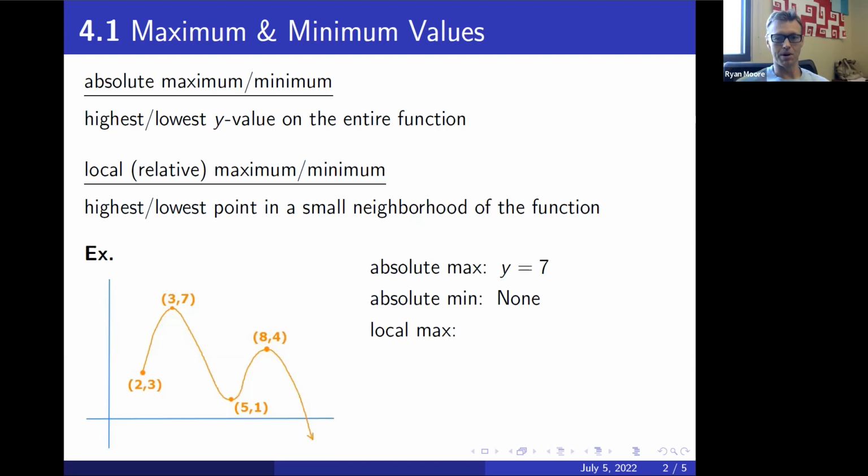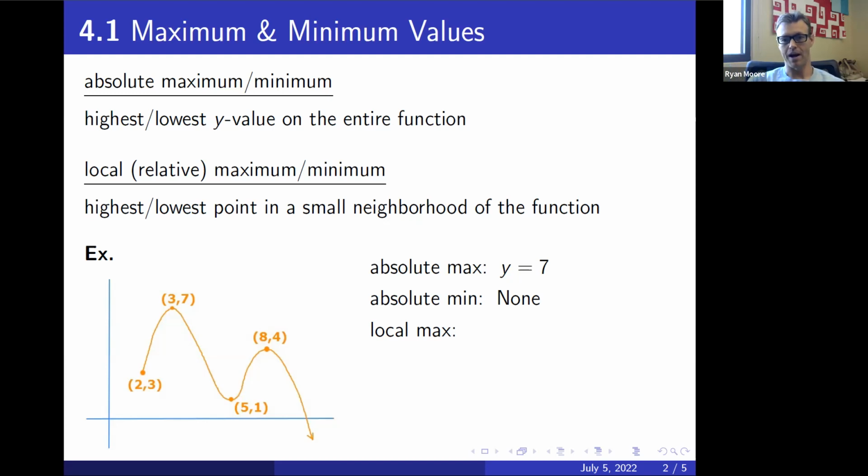There is no smallest y value on this function because it keeps going down and down forever. You might think, well, should we answer negative infinity? And no, we shouldn't. We need a specific value. So if it does drop to negative infinity, then there is no lowest y value. We'll just say none. How about a local max?